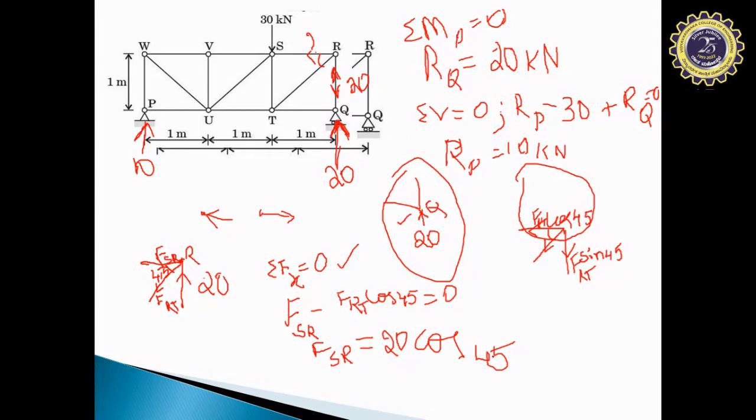Clear? So what is 20 cos 45? It is 14.14. Clear? Let us move on to the next question.